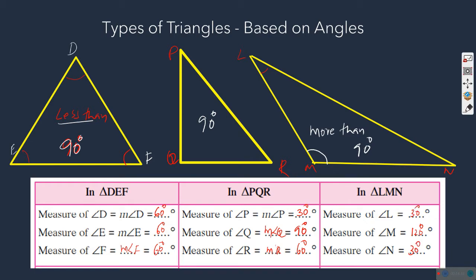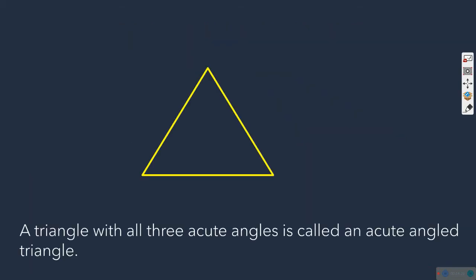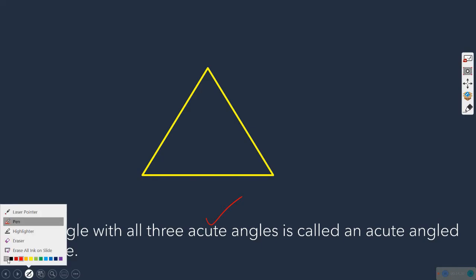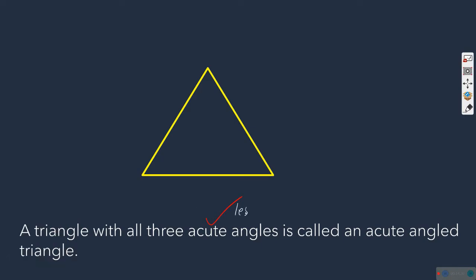So we have different measures, different types of triangles. And we can classify them in such a way that a triangle having all three angles acute, acute means less than 90 degree, as you have studied, is called an acute angled triangle. So this is an acute angled triangle.